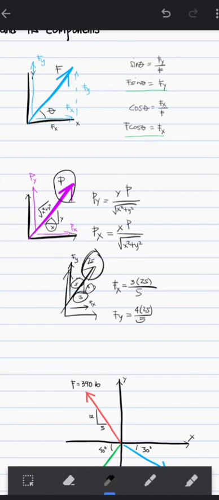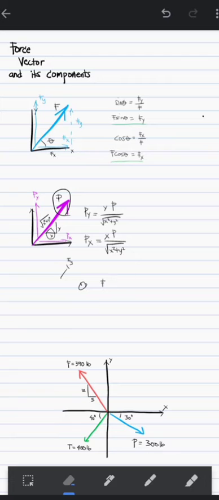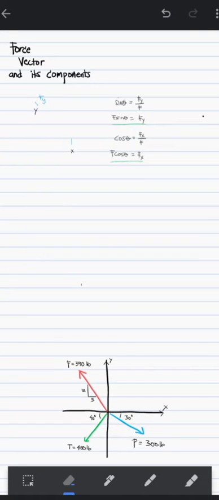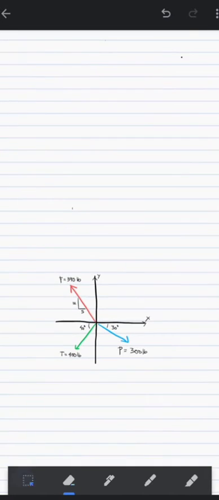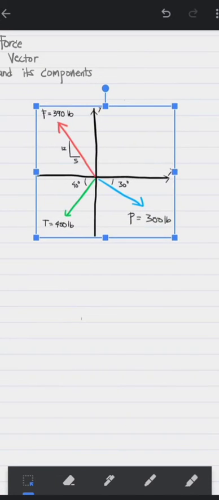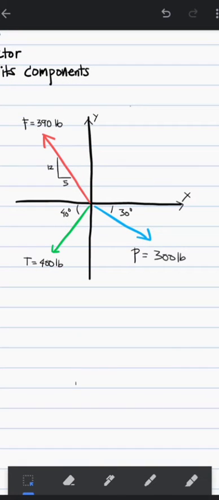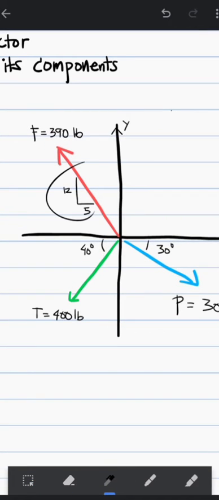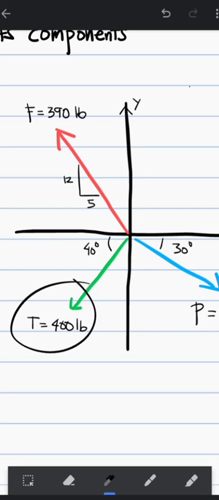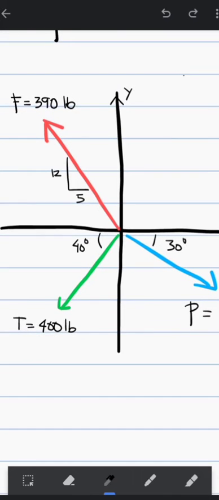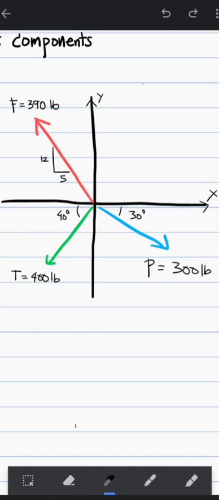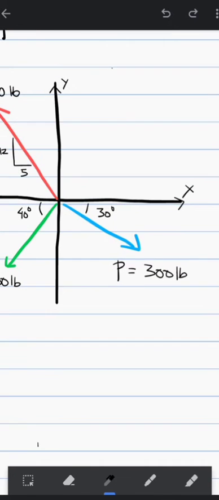So that's how we solve or break down a force vector when we're given the slope or the angles. Now, to fully understand this, let's try this particular example. Our goal here is to find the x and y components of each of these forces. We have F equals 390 pounds given with this direction, so you can see it is in slope form. Then we have T, which is 400 pounds, 40 degrees from the x-axis, and P, which is 300 pounds, 30 degrees below the x-axis as well.